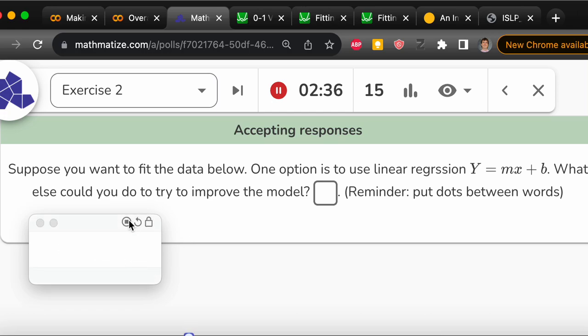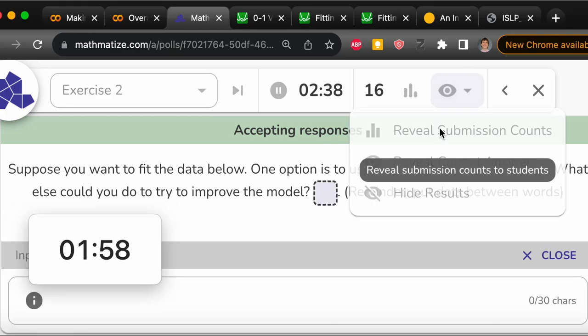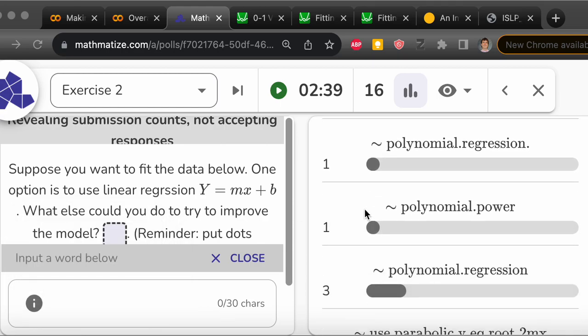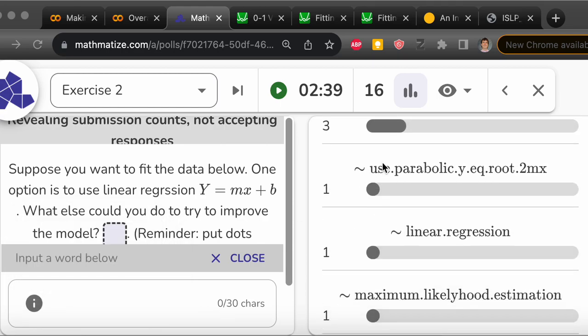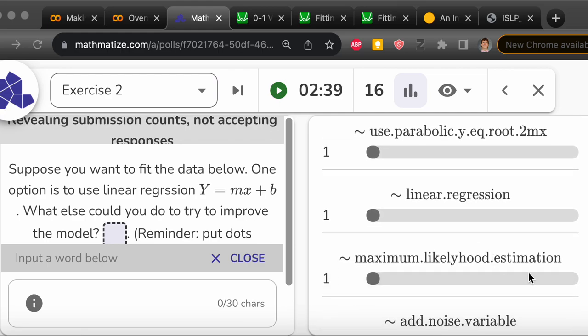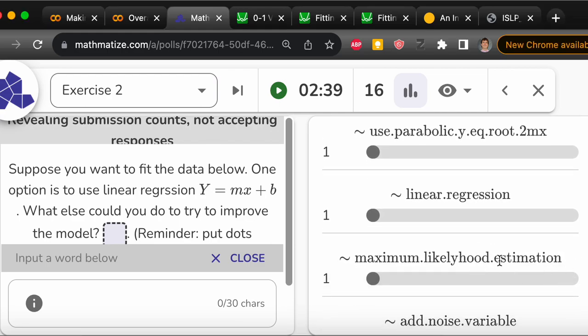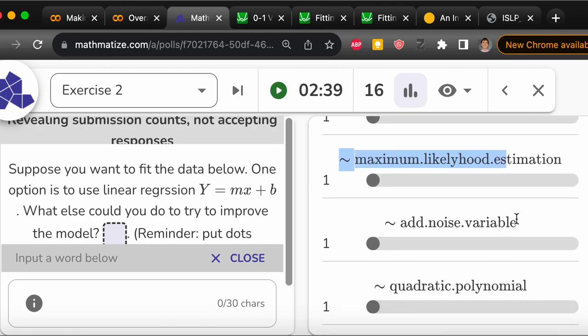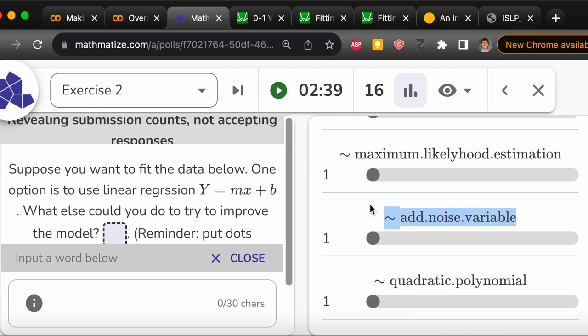Okay, let's take a look. All right, so some people said polynomials. Polynomials are great. This parabolic thing, okay, this is something. Maximum likelihood estimation. Again, maximum likelihood estimation is what gives us the mean squared error criteria. The reason we use the squared error comes from a maximum likelihood thing. We're going to get into that next time. So add a noise variable. I guess there's a noise variable baked in that we're trying to minimize. But a lot of people are saying use a polynomial, which is a great idea.